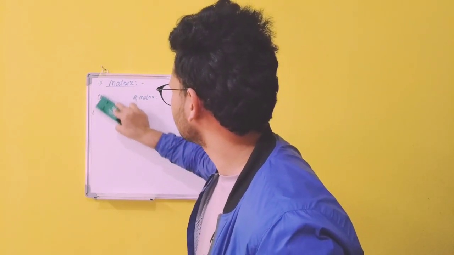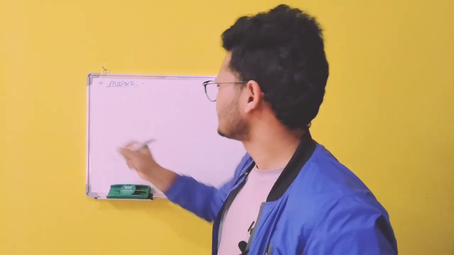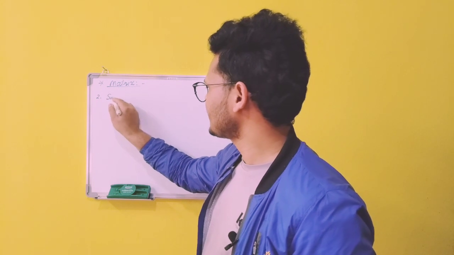Subtraction of matrix. Now second one is the subtraction of matrix. Let us take that subtraction matrix. Second one, subtraction of matrix.